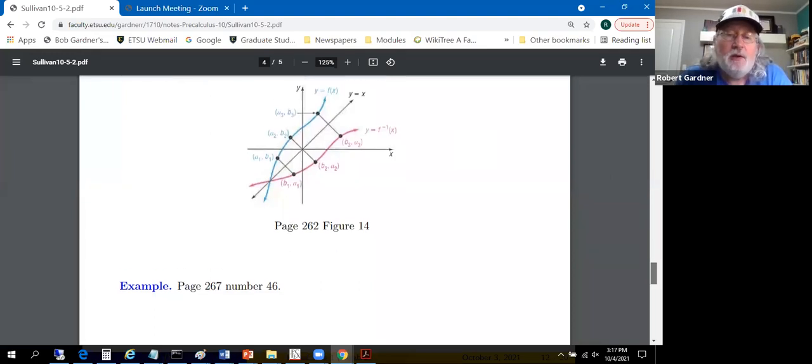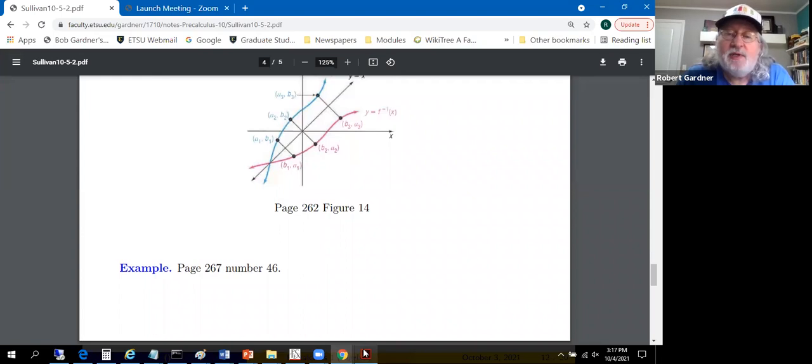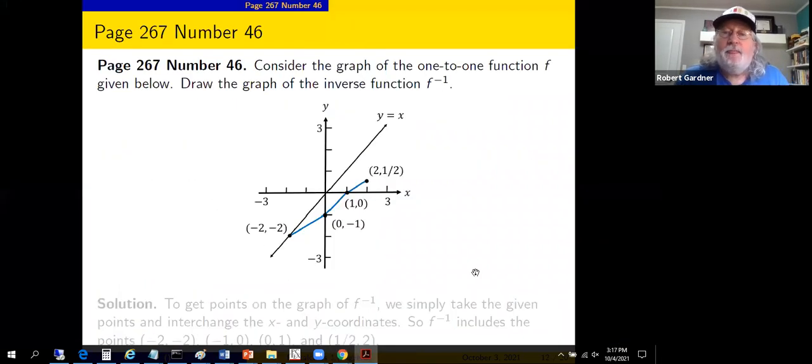Let's look at number 46, where they give us the graph of a one-to-one function f, and they want us to graph the inverse function.